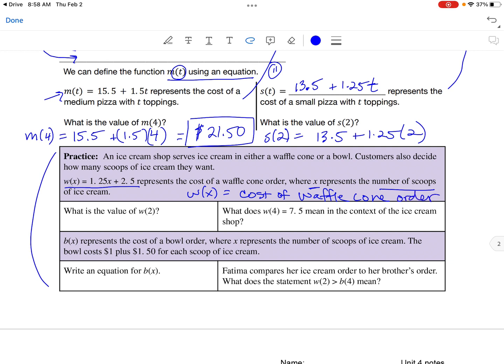So the value of w of 2, that means we're going to plug in 2 for x. 2 scoops. What's the price of a waffle cone order with 2 scoops? So we're going to plug that in, 1.25 times 2 plus 2.5. So it looks like it's $1.25 per scoop, right? And with 2 scoops, plus $2.50, that would be this part, for the waffle cone itself. Okay, and then you're going to do these other ones here on your own, and we'll talk about them in class.